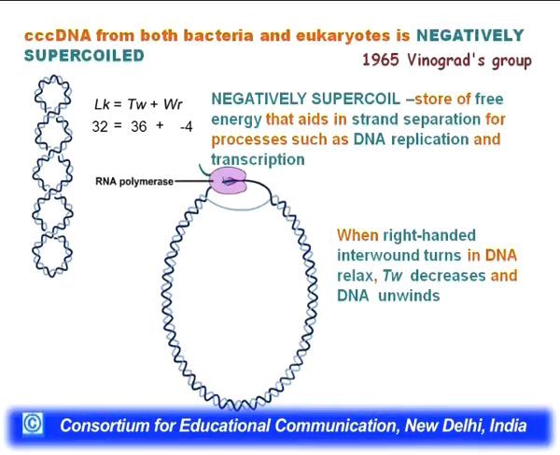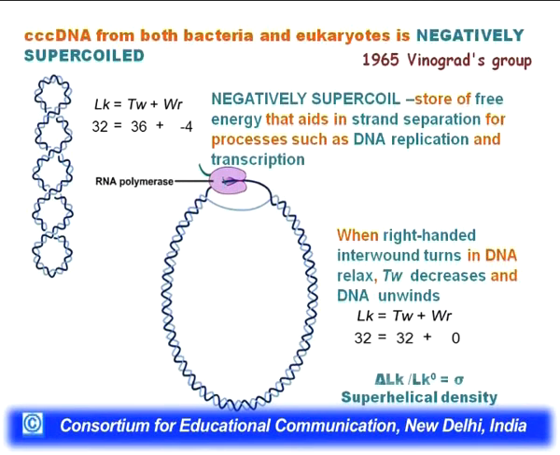So the twists will decrease, and twists are one strand over the other. So one strand over the other will decrease and the two strands will separate. So when right-handed interwound turns in DNA relax, the TW decreases and the DNA unwinds. So the writhe becomes 0 and the linking number is equal to the twist number.